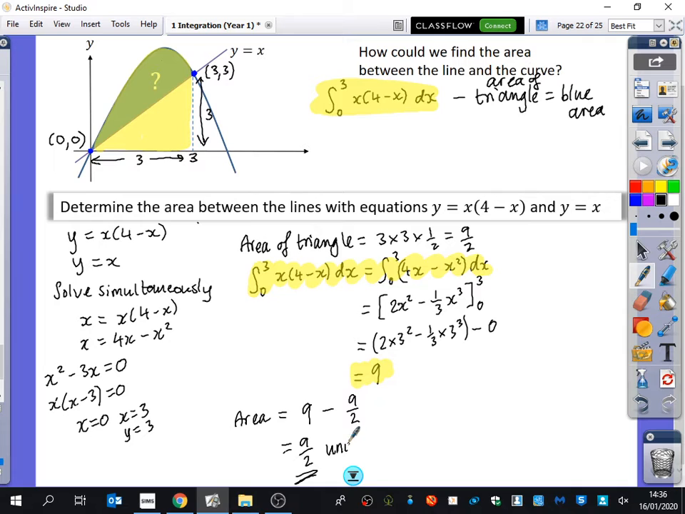People are asking what the units are. We say it's units squared because it's area. You don't have to write the units, but you've got it as 9 over 2 units squared.